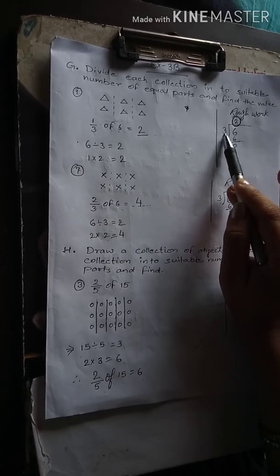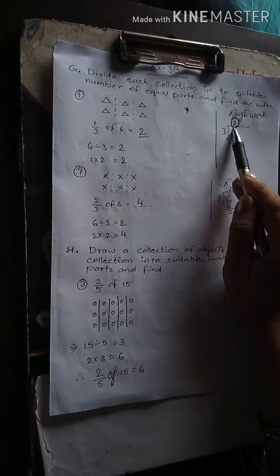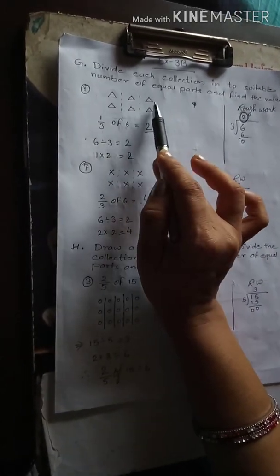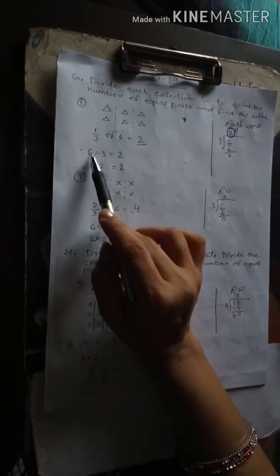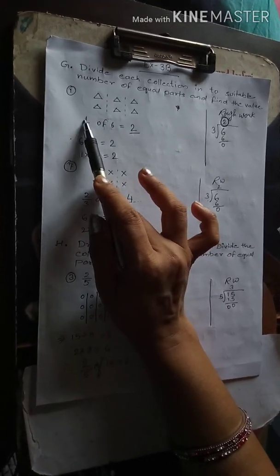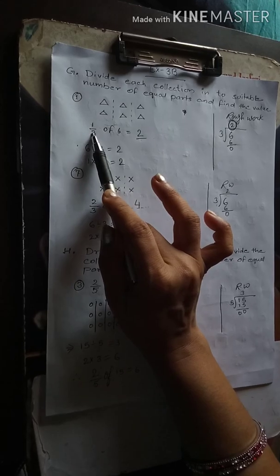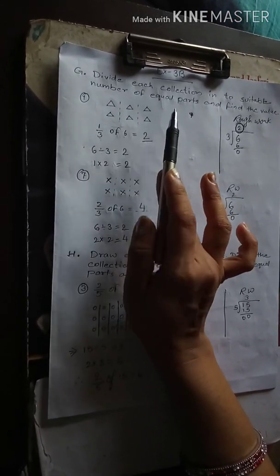3 1s are 3, 3 2s are 6. So in each part, how many things should be there? 2 things. So you divide like that. First part, second part, and third part. In each part, how many things are there? 2 things. Now 6 divided by 3 is 2, and then 2 multiplied by 1 equals 2. So 2 is the value of this question, and the things are divided into 3 equal parts like that.